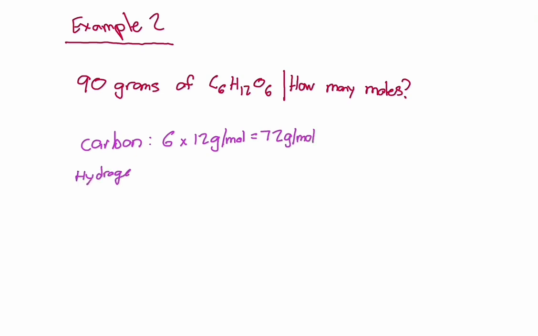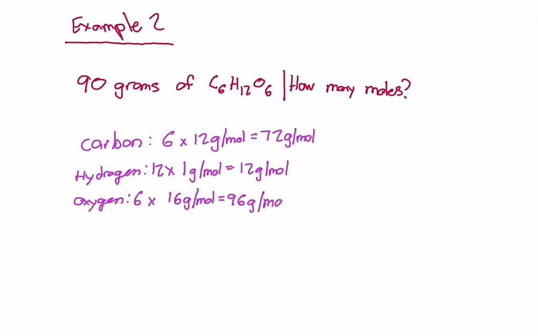For hydrogen, we have 12 of them times 1 gram per mole, giving us a total of 12 grams per mole. We have 6 oxygen times 16 grams per mole for each oxygen, giving us a total of 96 grams per mole. Adding these up, we get a total of 180 grams per mole for glucose. Now we use our formula to calculate how many moles we have. Remember, it's mass divided by molar mass.